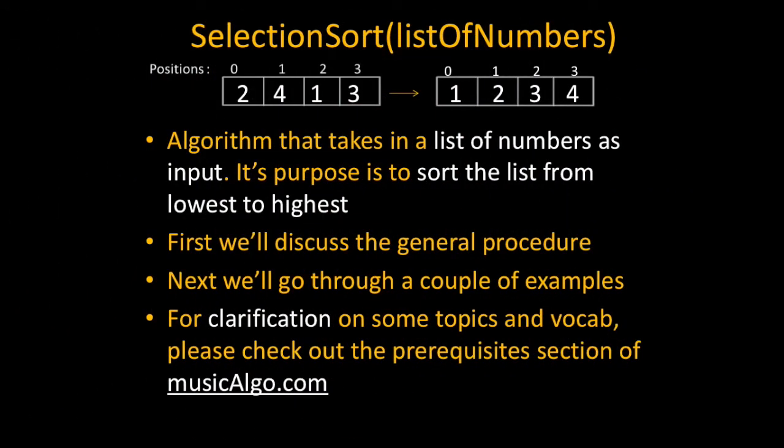So let's get underway. Today we're going to talk about selection sort, which is an algorithm that takes in a list of numbers as input and sorts them from lowest to highest, with the lowest at the left and the highest at the right of the list. First, we're going to discuss the general procedure of how the algorithm works. Next, we'll go into specific examples where I'll take you step by step. And if you're having any problems understanding some of my vocabulary or some concepts, then I suggest you check out the prerequisite section of my site, musicalgo.com.